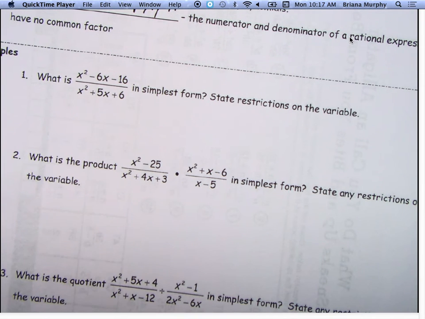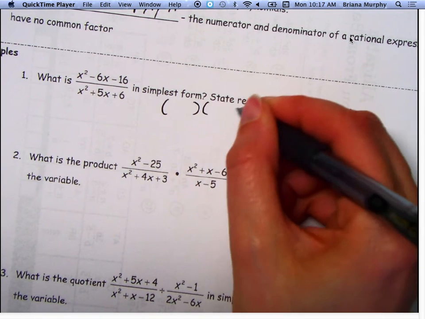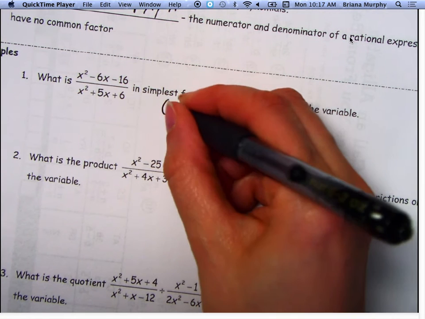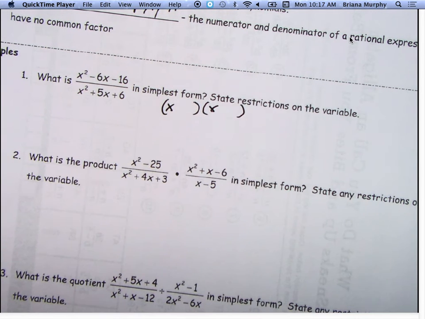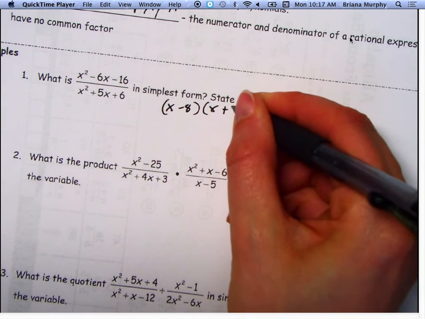So this is why I had to do all that factoring practice. We're going to factor the top and the bottom. Okay? So I'm going to start with, you can use the Punnett square thing if you want, but I know x goes here and x goes here. What two numbers multiply to give me negative 16 and add together to give me negative 6? Minus 8 and positive 2.